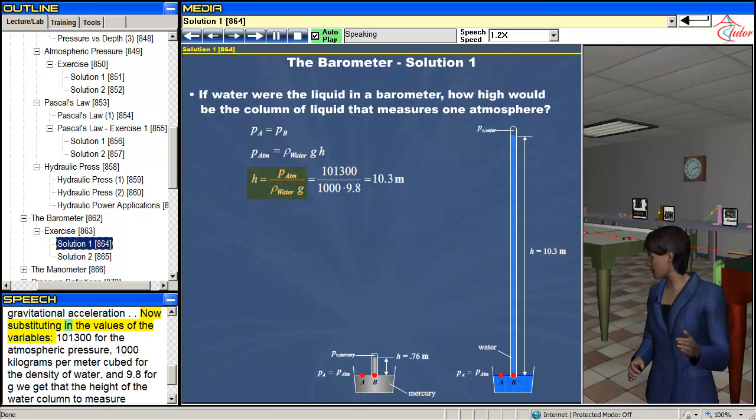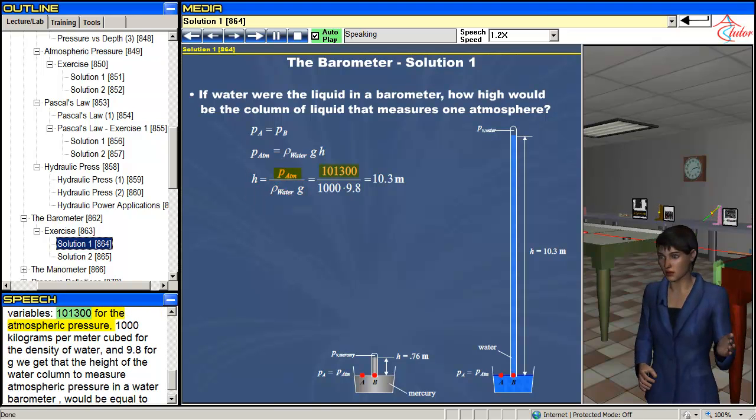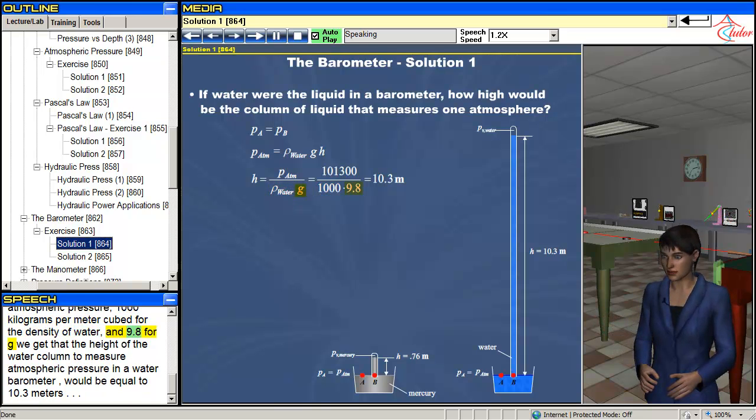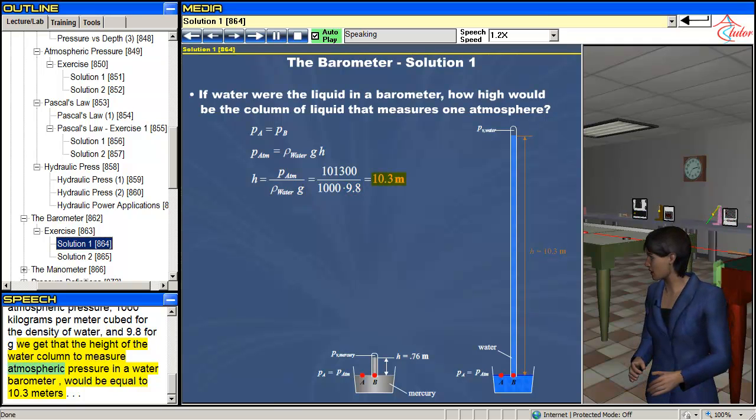Now substituting in the values of the variables: 101,300 for the atmospheric pressure, 1,000 kilograms per meter cubed for the density of water, and 9.84 for g. We get that the height of the water column to measure atmospheric pressure in a water barometer would be equal to 10.3 meters.